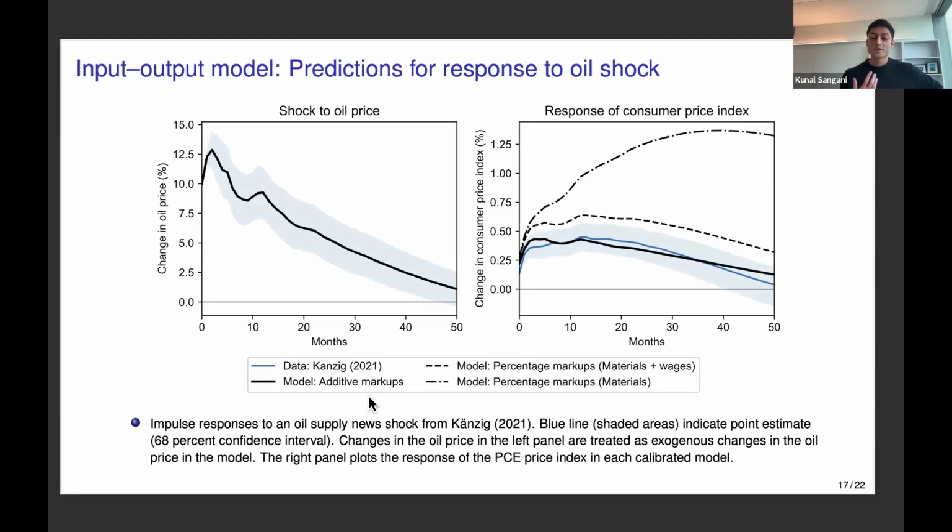Intuitively, the models with fixed percentage markups predict much too much responsiveness relative to the empirical results, because these percentage markups are amplifying the cost shock as we move downstream through the network. In contrast, if you use a model with additive markups, and so you have pass-through in levels, you're going to match the data remarkably well.